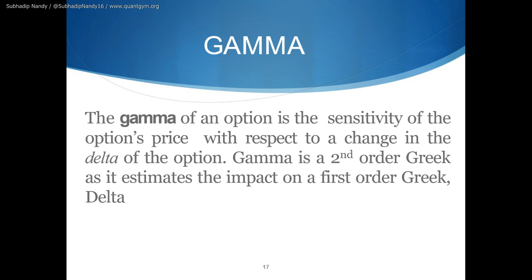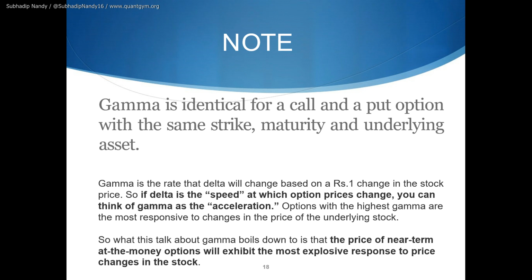The gamma of an option is the sensitivity of the option's delta with respect to a change in the price of the underlying. Gamma is a second order Greek as it estimates the impact on a first order Greek, delta. Gamma is identical for a call and a put option with the same strike, maturity and underlying asset. Gamma is the rate that delta will change based on a 1 rupee change in the stock price. So if delta is the speed at which option prices change, you can think of gamma as the acceleration. Options with the highest gamma are the most responsive to changes in the price of the underlying stock.